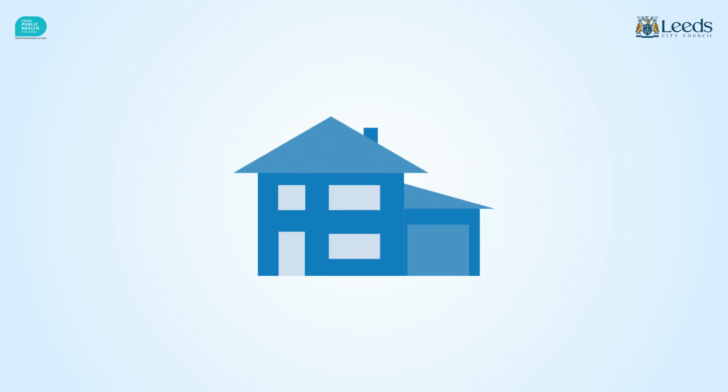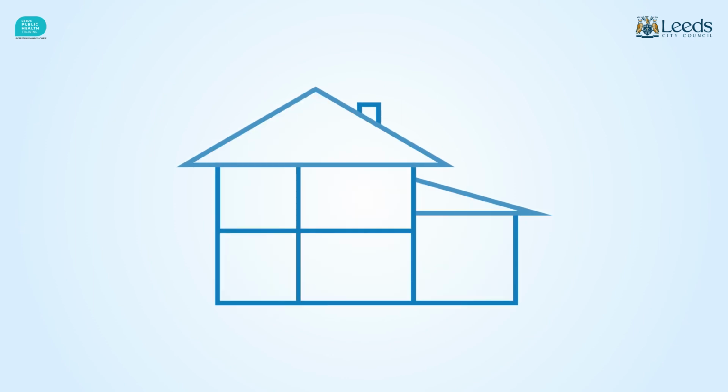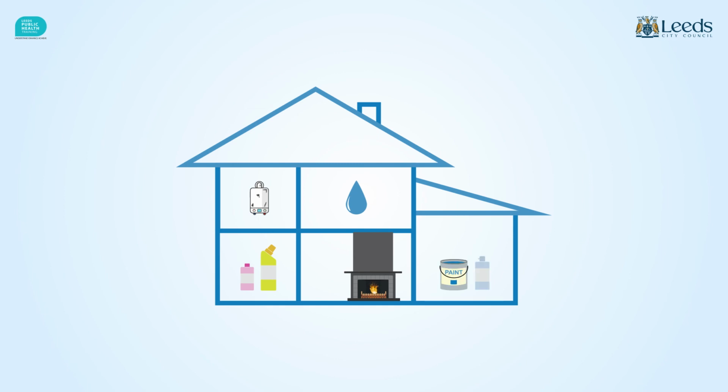Indoor air pollution. A simple line drawing of a house and garage appear, illustrations of a drop of water, an open fireplace, a broken down boiler, cleaning products and a paint can with an aerosol then appear in different areas of the house. It is important to remember that indoor air pollution can also be detrimental to our health. This can be caused from several factors such as damp living conditions, burning wood or coal, poorly maintained heating appliances, and the use of some cleaning products, solvents, and paints.